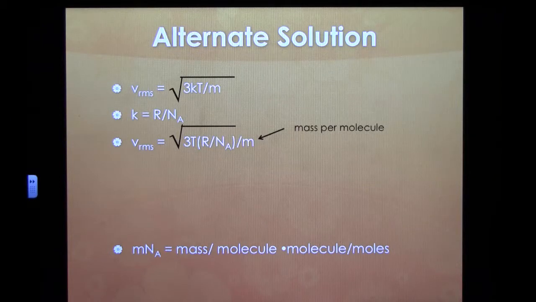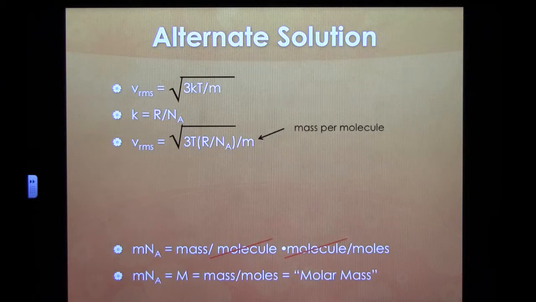But m times N_A is equal to the mass per molecule times the molecules per mole. So m is the mass per single molecule, and we multiply that by Avogadro's number, which is the number of molecules per mole. The molecules will cancel each other out, and we'll be left with m times N_A is equal to a capital M, which is the molar mass, or the mass per mole.